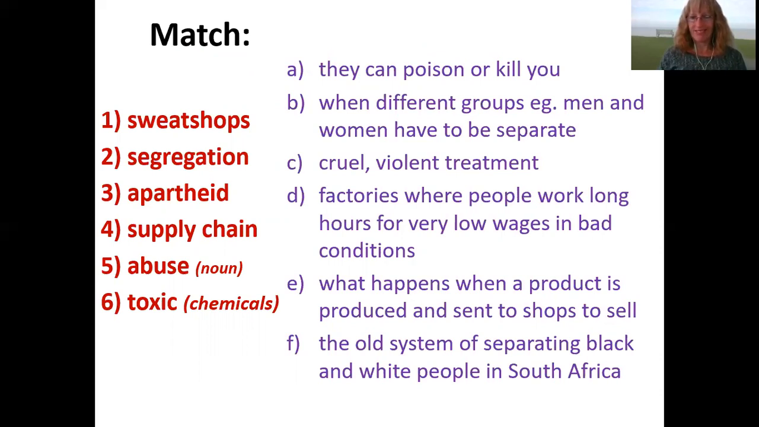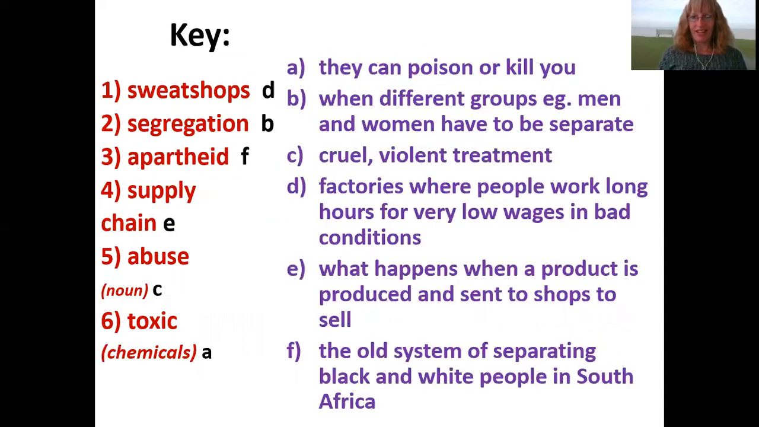Here's the key. I'll go through the words. They are sweatshops, D, segregation, B, apartheid, F, supply chain, E, abuse, C, and toxic, A.